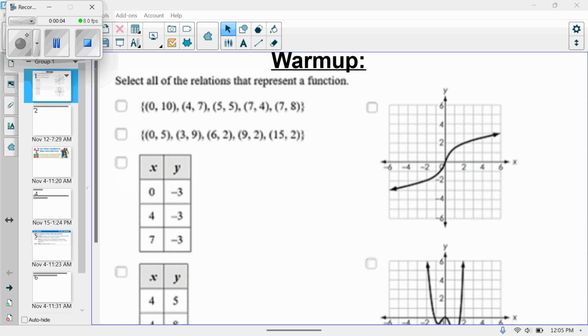Select all the relations that represent a function. So you're going to have to think to yourself, how do I know whether something is a function or not? And then you're going to have to look through all of them because it says select all, meaning there might be more than one that's a function, okay? So you take a minute and think about that.